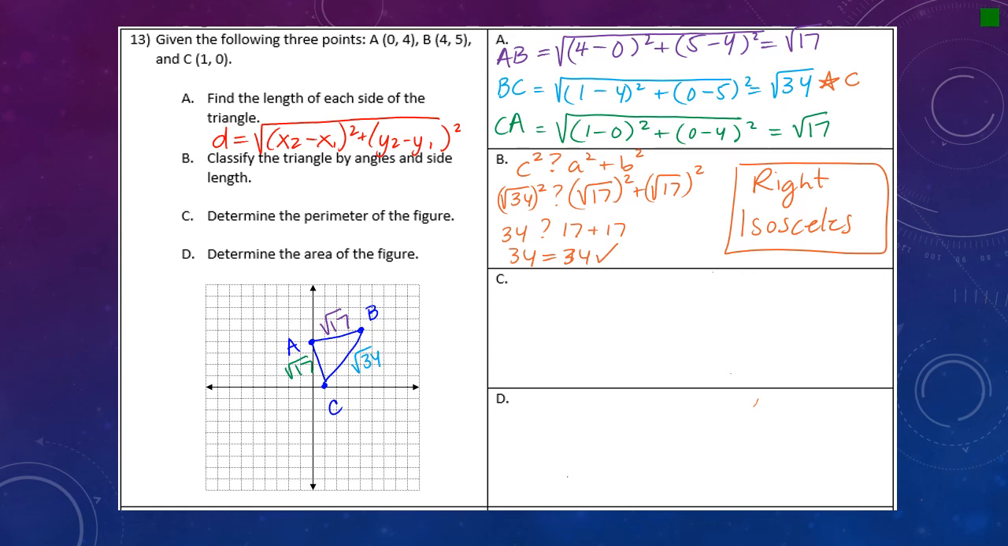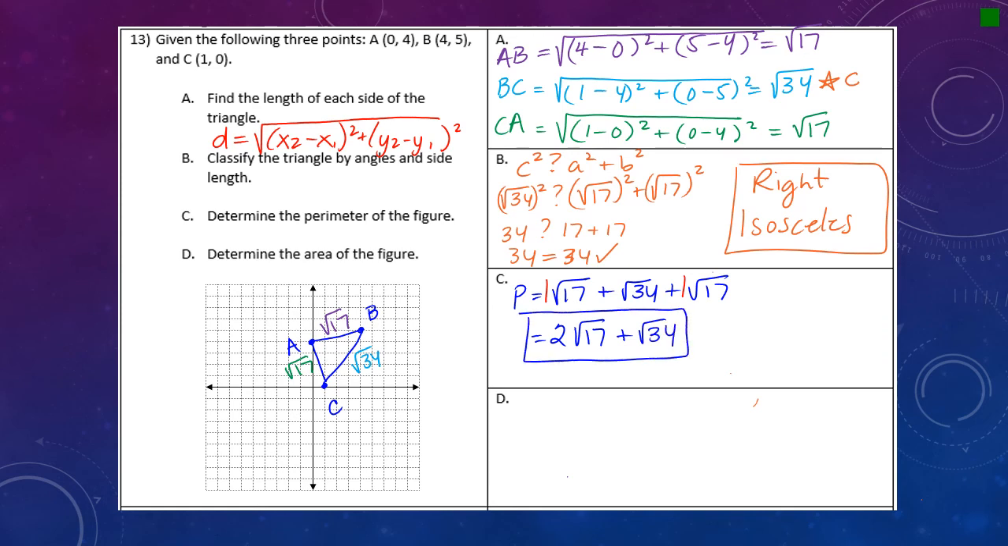So I'm going to take my three sides, which are the square root of 17, the square root of 34, and the square root of 17, and I'm going to add all three. I'm going to add the two that are like radicals, and what I'm really doing is adding the number in front, which I'm going to write in there as like an invisible 1. So I have two square root of 17s, and then I just have the square root of 34 by itself, so it just kind of gets added along, and that's my perimeter.